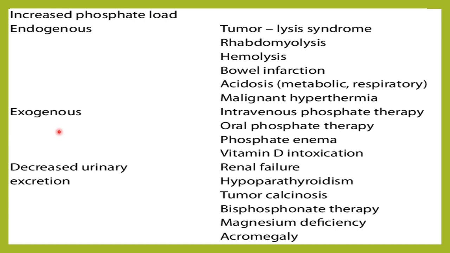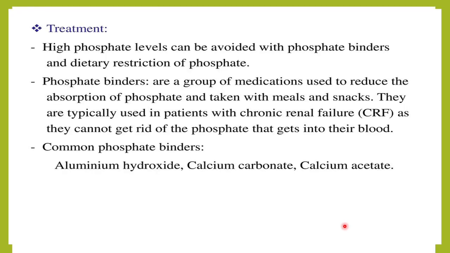Or there is decreased urinary excretion. Phosphates are not able to be thrown out of the body. Like in case of renal failure, it could be because of diabetes, chronic kidney disease, hypertension, etc. Or in case of hypoparathyroidism, tumoral calcinosis, bisphosphonate therapy, magnesium deficiency, etc. So those are all the causes of hyperphosphatemia.